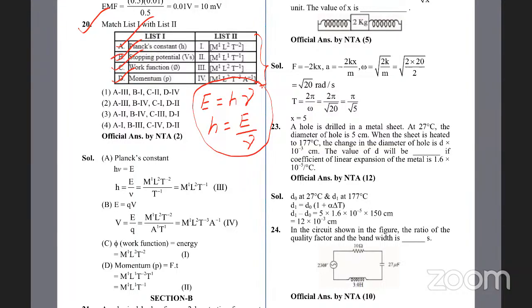Stopping potential is potential, which is nothing but work done per unit charge. Charge is nothing but product of current and time. So you can use that. And work function is also energy. And momentum is the product of mass and velocity. So based on this, you can match. So if you match, you will get the second option. The second option. So always you can expect one question based on units and dimensions.